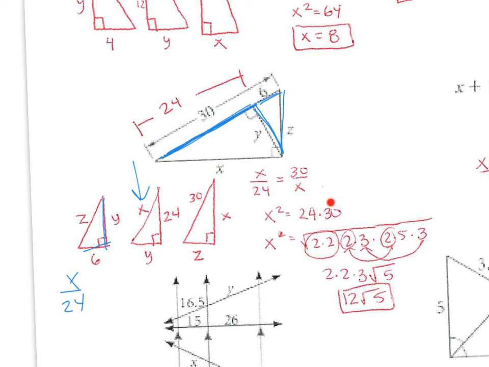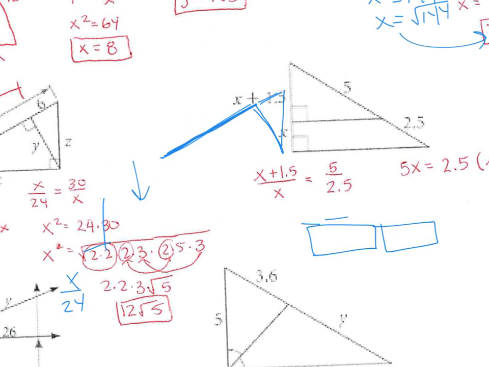And then I factored out 24 was right here. And then I factored out 30, which is right here. And then I broke them, and I pulled out the pairs of 2 because it's a square root. So you can multiply 24 times 30, but to me that's just longer. Why multiply it and then factor it when you already have it factored?